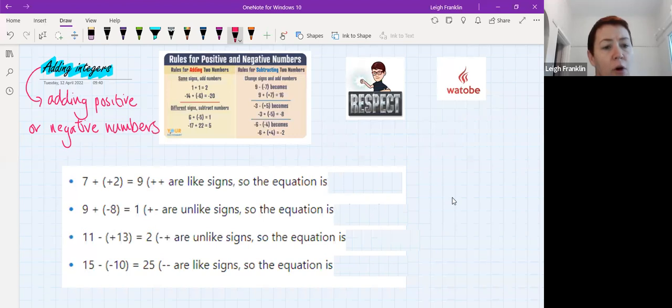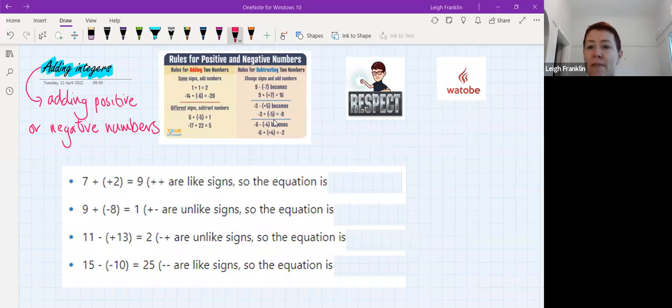And there are two sort of broad different ways in which we can look at adding integers. I'm going to talk about the one way and then I'm going to talk about the other way, but they really do mean exactly the same thing. So you need to follow whatever you feel makes the most sense to you.